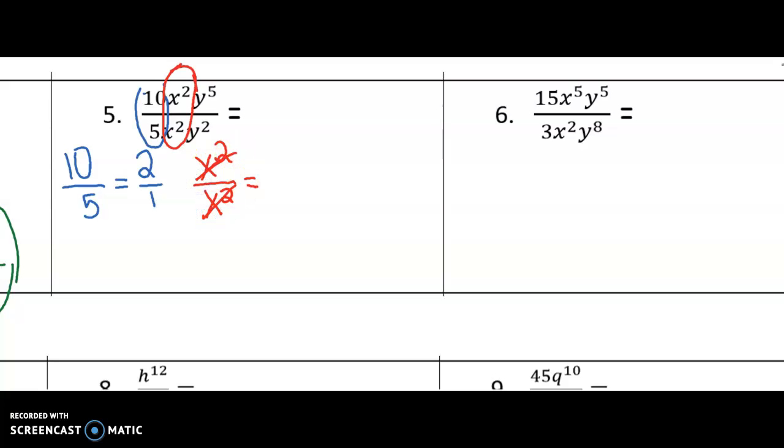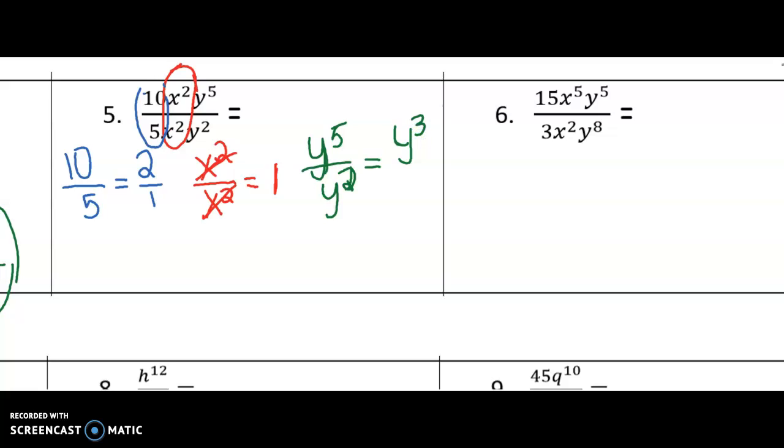Am I left with 0 or am I left with 1? And here we have to recall that this is equal to 1. It's not equal to 0 because then everything else will become 0. And then we're going to do y to the 5th divided by y to the 2nd. Again, I'm trying to see which one wins. The top wins because there's 5 of them, and the bottom loses. So I have 3 left.